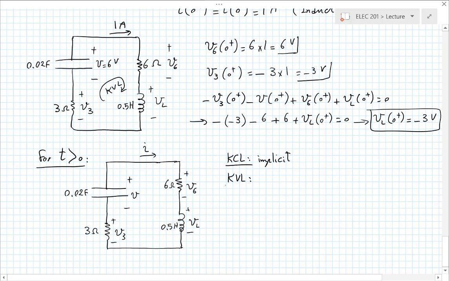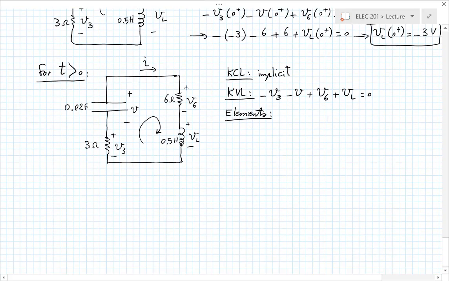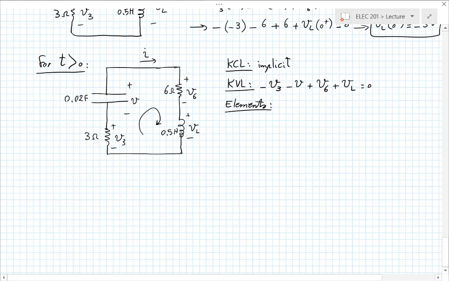KVL is like what we wrote up there. Minus V3 minus V plus V6 plus VL equals 0. And then the elements give me, for the capacitor. Now, what should I write for the capacitor? The current I and voltage V, how are they related?